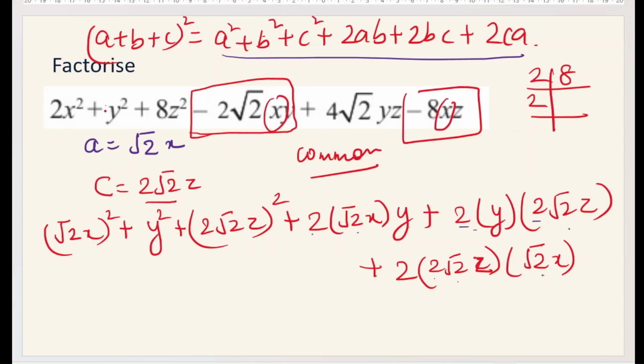That means which term is common? First term is common. Which term has X? First term has X. So what is common? X is common. So wherever there is first term, put negative sign. First term, what is first term? Square root 2x. Put negative sign. So first term is here, put negative sign. First term is here, put negative sign. Where is there as is first term here?